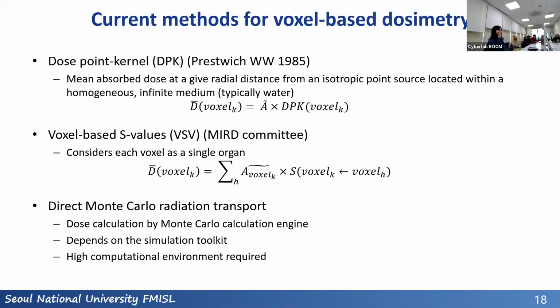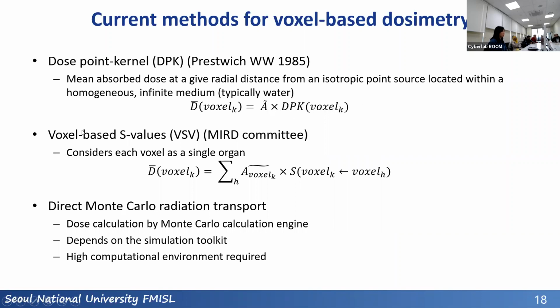There are several methods for voxel-based dosimetry. The first one is dose point kernel, DPK. It measures the absorbed dose, assuming each voxel as an isotropic point source, which gives dose as a function of radial distance. Because water is the dominant proportion of the body, it is typically based on water. And as you see here, we just multiply the cumulative activity with the kernel.